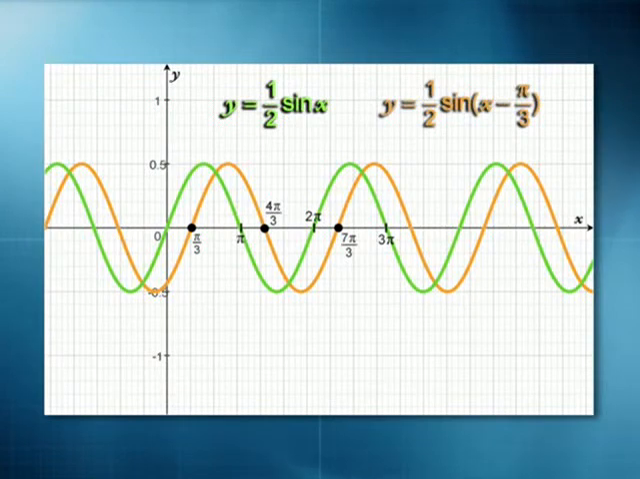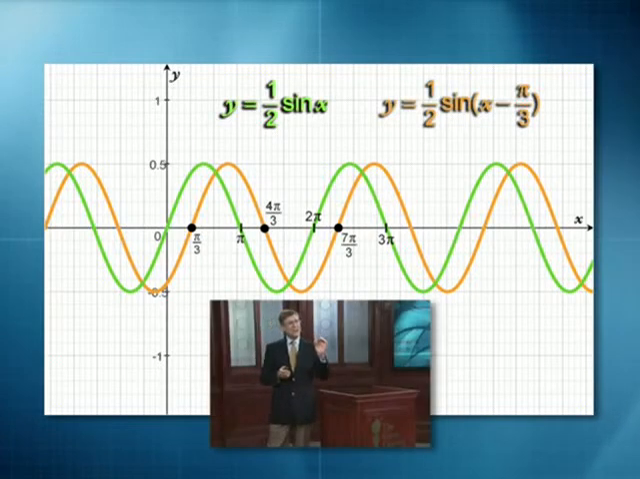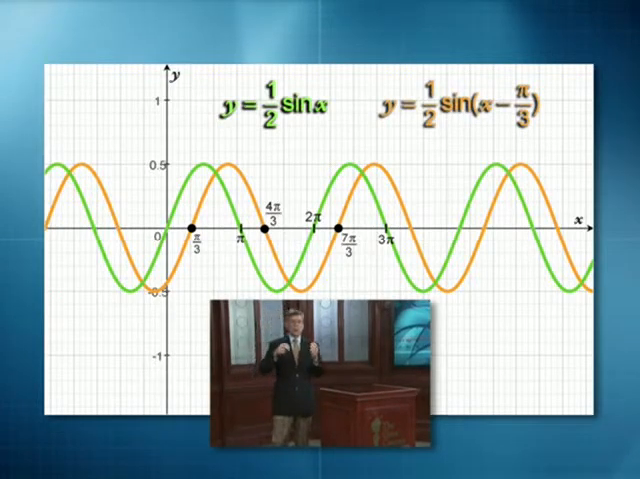Here's a picture of both the function 1/2 sine x, together with the graph of 1/2 sine of x minus pi over 3. So we're graphing the two functions together. The graph of 1/2 sine x is a pretty understandable graph. It's basically the sine function squished down so its amplitude is 1/2.